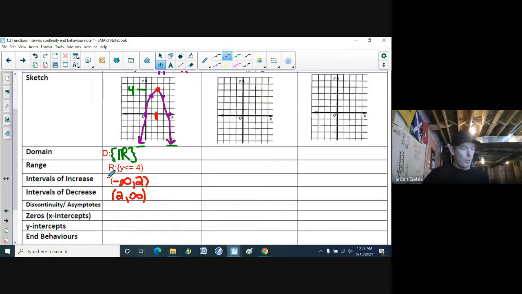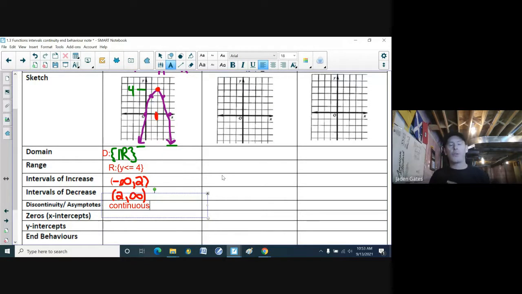Any asymptotes here? No, we don't have any breaks in the graph. It keeps going and going and going. So this graph doesn't have any asymptotes, which means it is continuous. We never have to take our hand off the paper. That's the difference between discontinuous and continuous: can you draw this graph without taking the pencil off the paper? And in this case, you can.